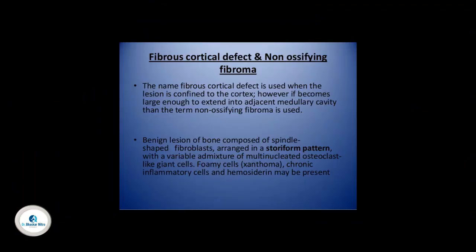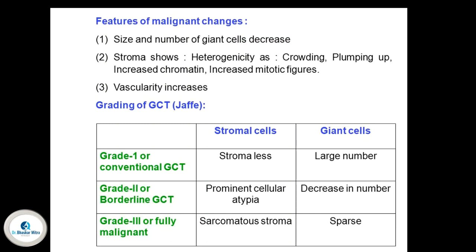Now this is about the fibrocortical defect and non-ossifying fibroma. We use them interchangeably. The non-ossifying fibroma is mainly significant for the older age groups with the larger lesion, but the fibrocortical defect is more seen confined to the cortex of the bone. In all these cases, they have a characteristic storiform arrangement of the cells.